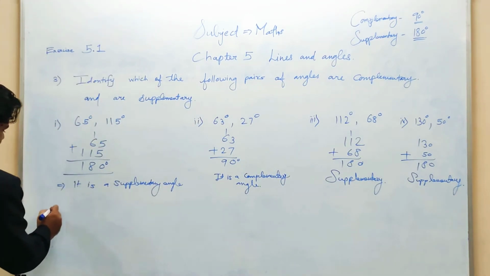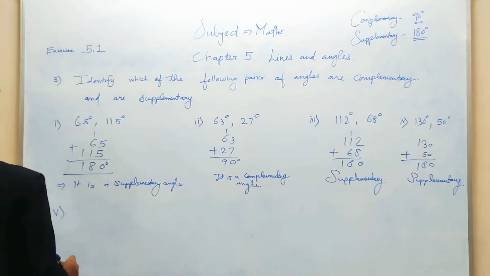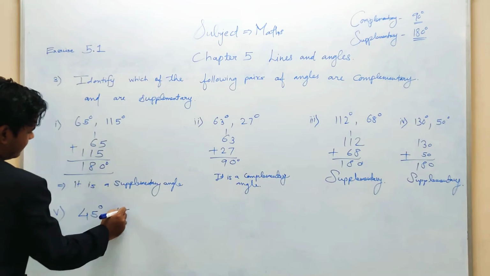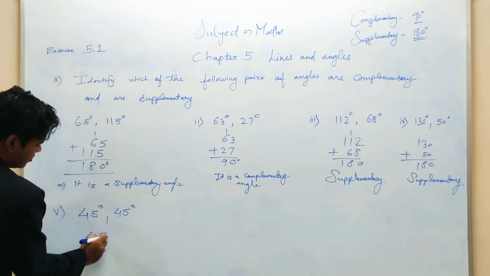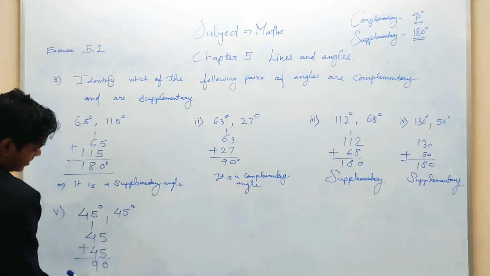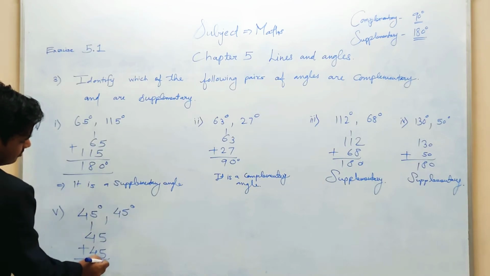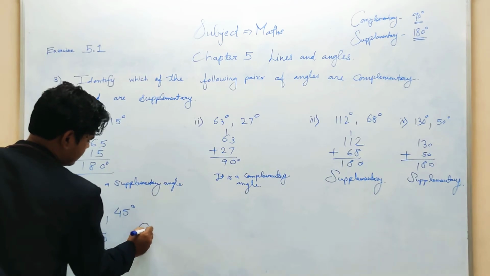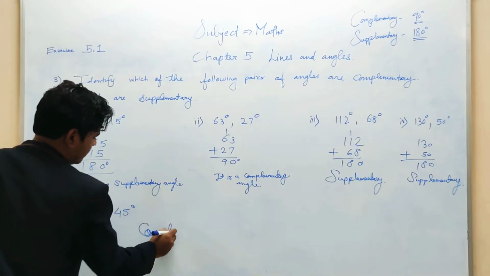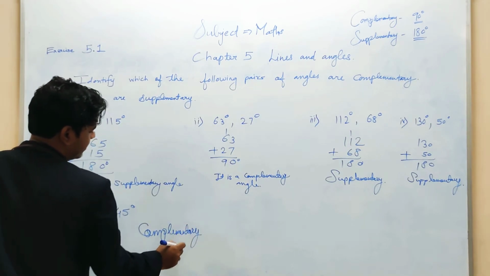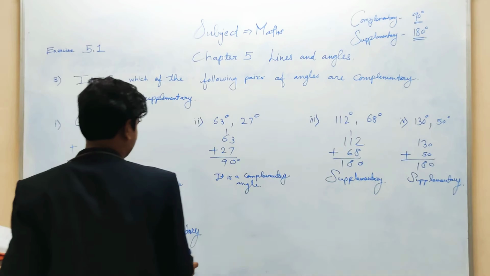Next, let us see the fifth one. That is 45 degree comma 45 degree. So let us add these two angles, 45 plus 45. 5 plus 5, that is 10. 1 plus 4 plus 4, that is 9. So this came to 90 degree. Okay, so we can write that this is a complementary angle. So we can write here complementary.